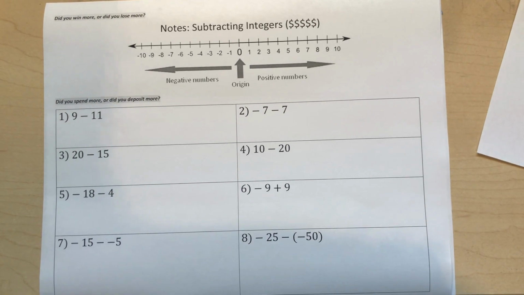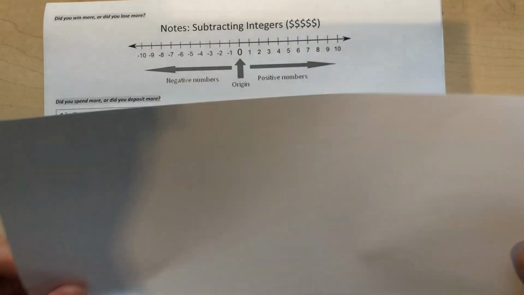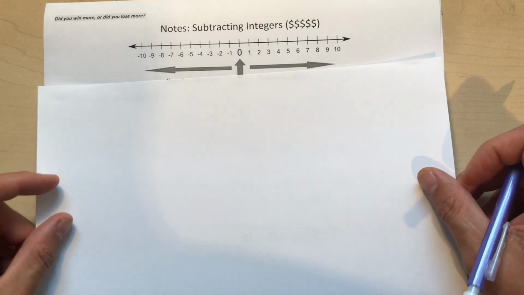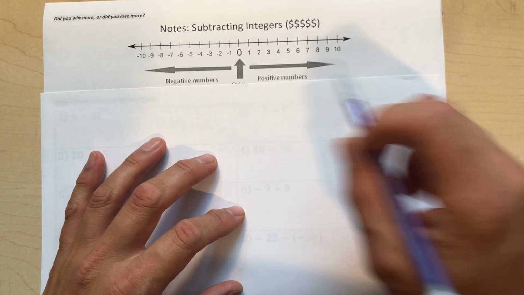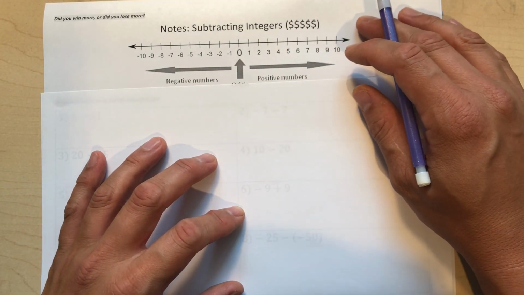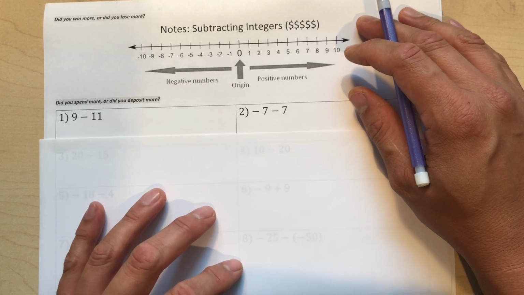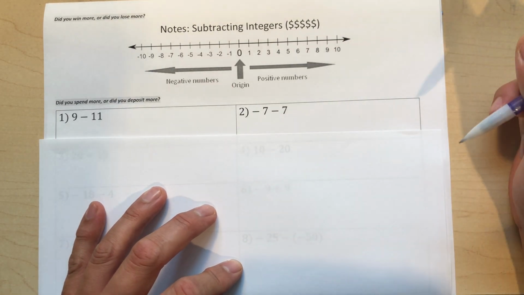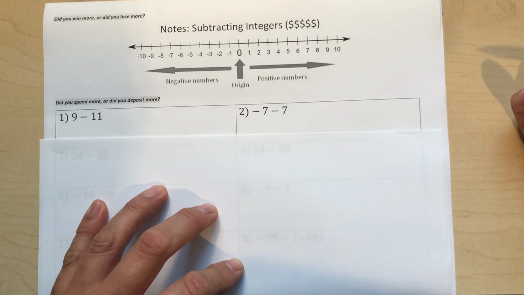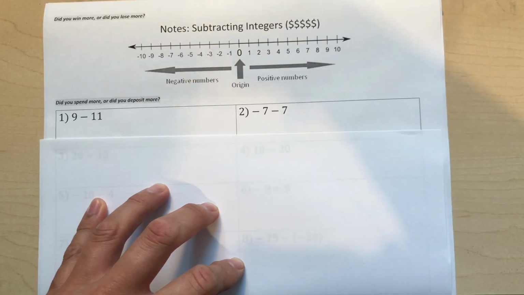Hello, welcome to a lesson on subtracting integers. Subtracting integers means that you're just subtracting negative and positive numbers. All right, so look at the first problem here. I'm going to show you how to use a number line, then I'm going to do something different for the rest of them, just because it'll make things a lot easier, okay?